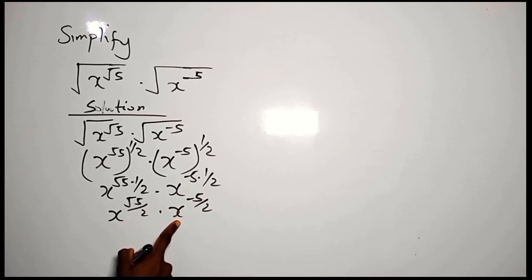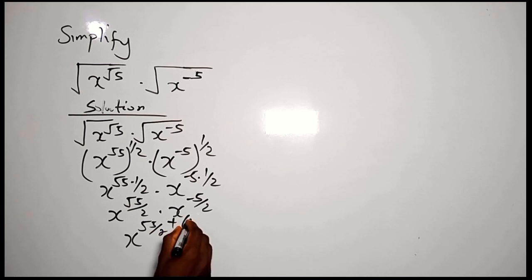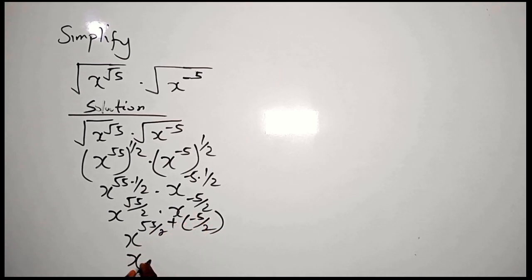Since we have the same base, multiplying the same base, we take out one and add the power. So we have root 5 over 2 plus minus 5 over 2. Here we have x to the power root 5 over 2 minus 5 over 2. Since we have the same denominator, we subtract what we have at the numerator, so we have root 5 minus 5. Our final answer is x to the power (root 5 minus 5) over 2.